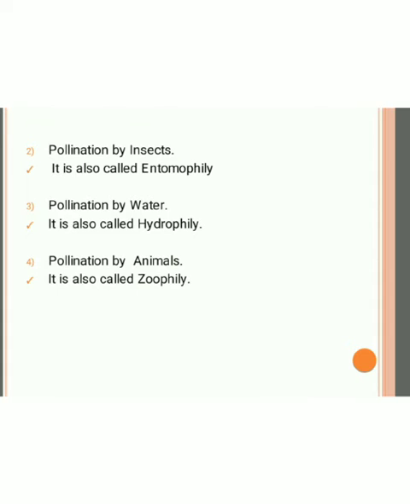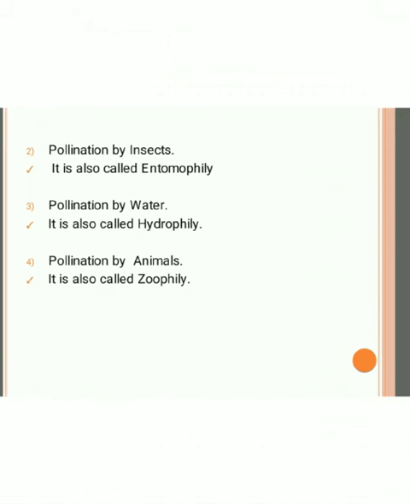Next is pollination by insects. It is also called entomophily. In this, the flowers are usually large, colored, and showy to attract insects. Some of these flowers secrete nectar to attract insects. Example in salvia flowers.